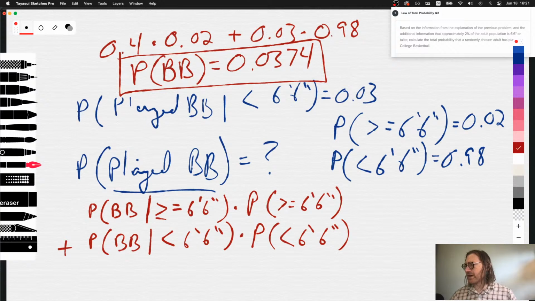So when you start thinking about this, like, well, what information is missing, and how do you compose this information? The probability of playing basketball is going to be a composition of the probability of playing basketball given that somebody's taller than 6'6", multiplied by the frequency of people being 6'6" tall, and then you compose that with the probability of playing basketball given somebody is shorter than 6'6", multiplied by the rate of people being shorter than 6'6". So that pulls those pieces together and recomposes the probability of played basketball.